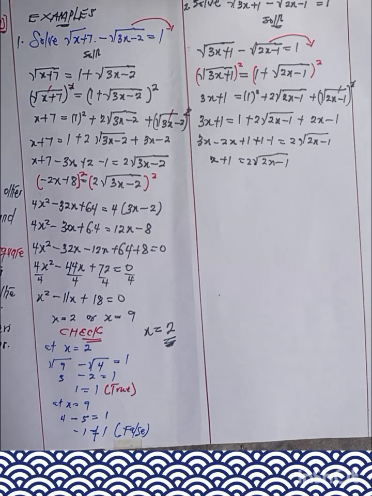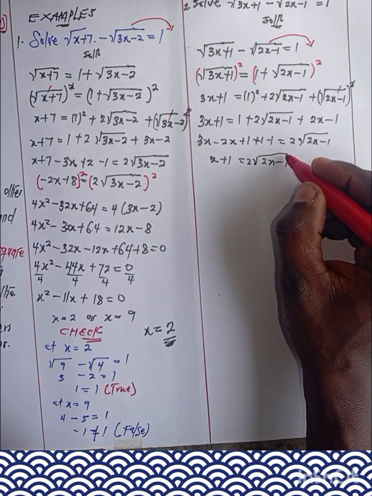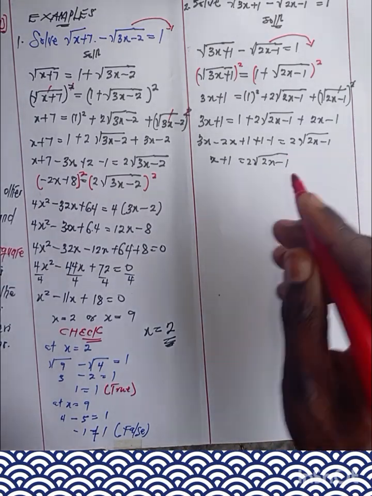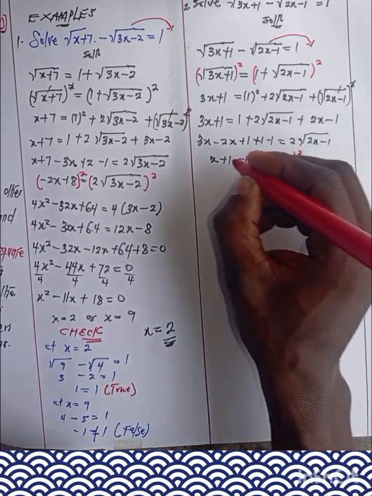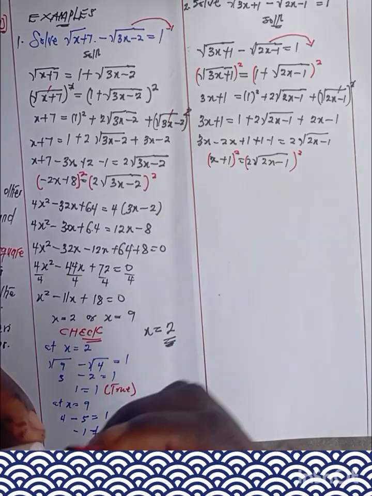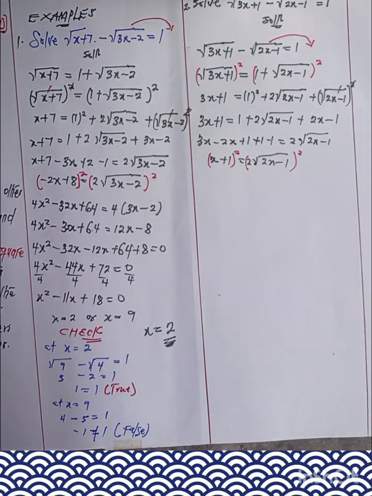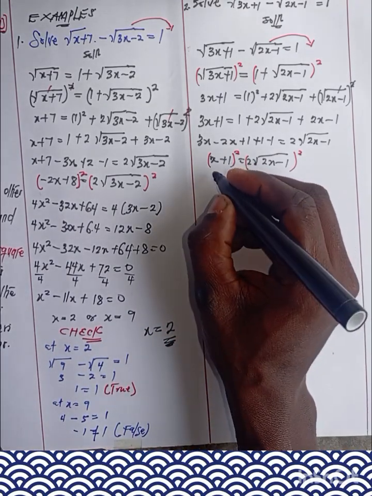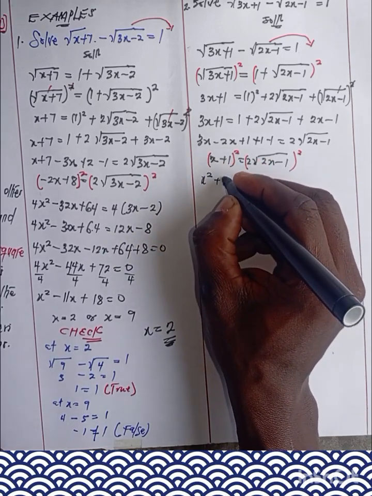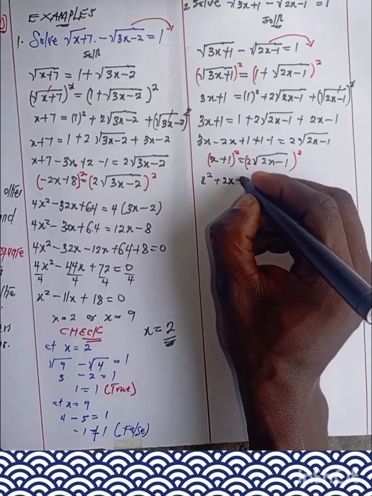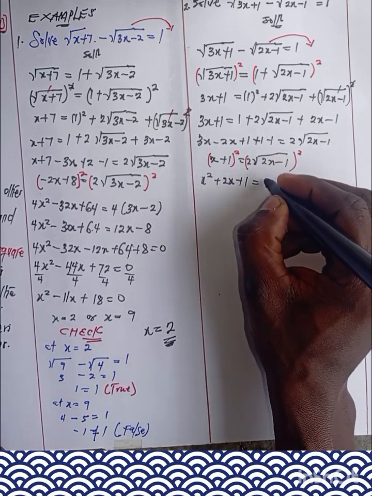Now this third step says group like terms and square again. So we are going to square again to deal with this radical sign. We will continue to square till we are left with no radical sign. So you square again, and when you square again, you are getting x squared plus 2x plus 1 is equal to 4.